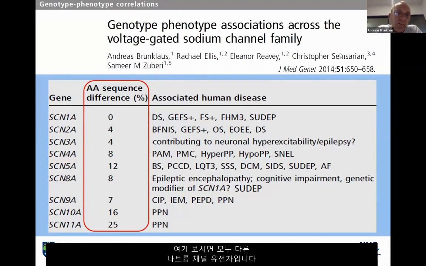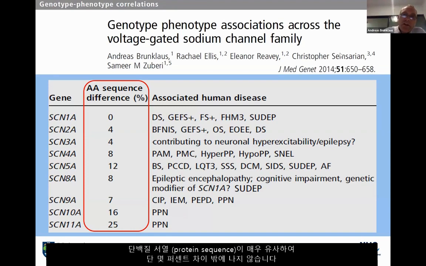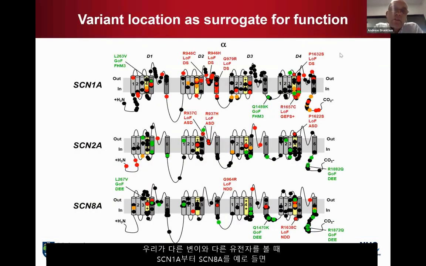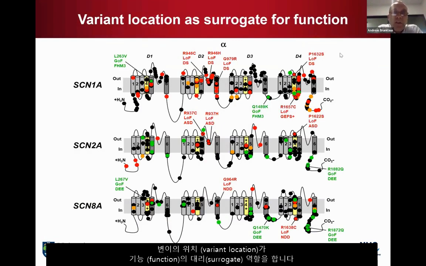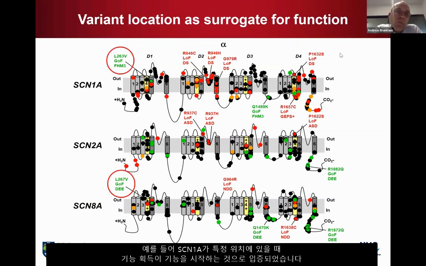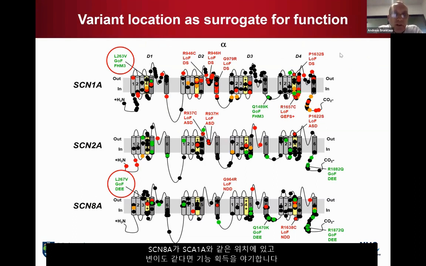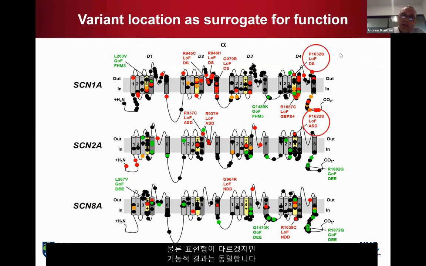You can see here all the different sodium channel genes and the protein sequence. They're really, really similar. They only differ by a few percentages. And when we looked at different variants and different genes, for example SCN1A, 2A, and 8A, we could see that the variant location can serve as a surrogate for function. For example, if you have a gain of function at one particular location in SCN1A, and you look at SCN8A at the same location, the same variant also causes a gain of function. Yes, with a different phenotype, but the functional consequences are the same.